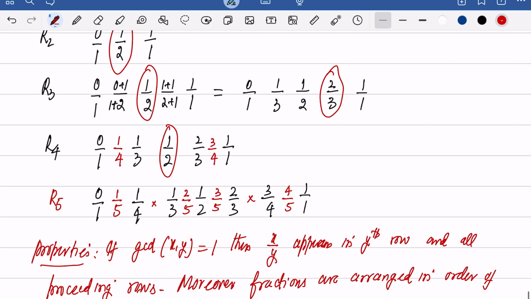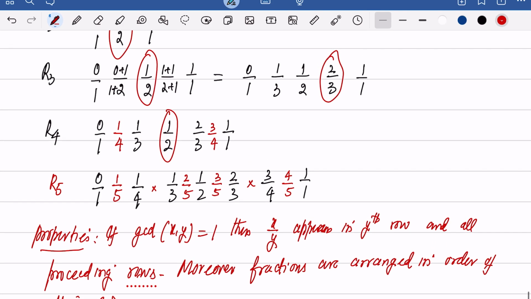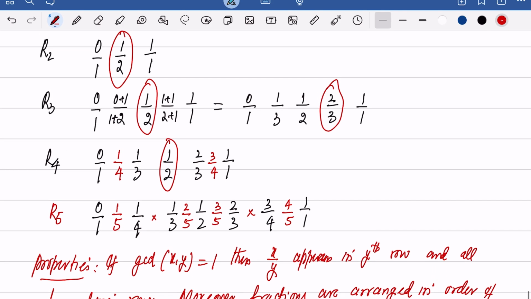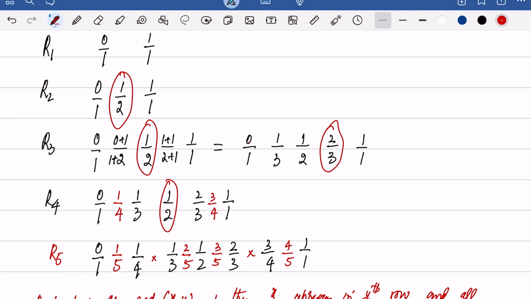Moreover, the fractions are arranged in ascending order of increasing size, as we can see here. Like in this row, 0 by 1 is equal to 0. Now 1 by 3 is equal to 0.33 something. 1 by 2 is equal to 0.5, that is bigger than 0.3. 2 by 3 is 0.6, so it is bigger than 0.5 even, and 1 by 1 is 1. The same thing happens in every row. The fractions are arranged in increasing order of their size.